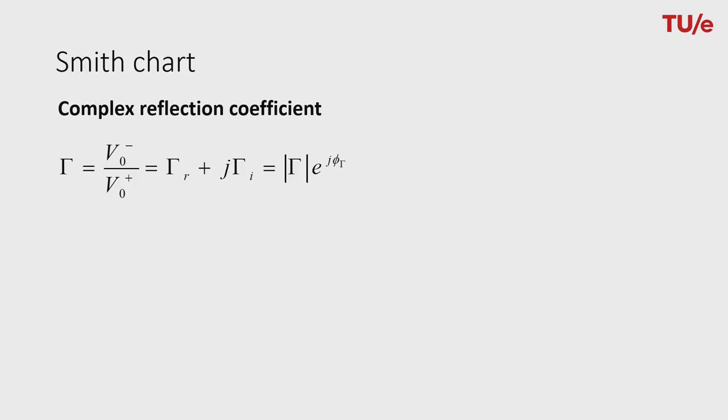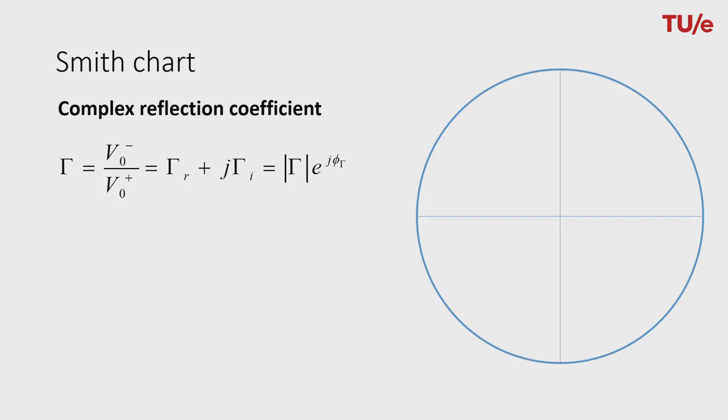This reflection coefficient gamma was already derived in one of the previous web lectures. It consists of a real part and an imaginary part, and because of that we can plot the real part along the horizontal axis in the complex domain and the imaginary part along the vertical axis. The absolute value of gamma is always smaller than 1, which means that all values of gamma fall within a unit circle with radius 1. As an example, we could plot the reflection coefficient in the complex domain, and it could look like this.